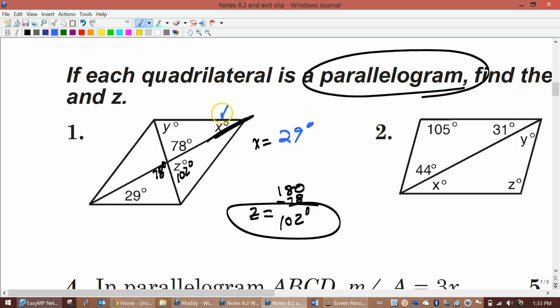So this guy's 29. And then if we go back to the fact that we said first that there's a triangle on the top, right? We know two angles of that triangle. To find the third, we do 180 minus 29 minus 78. It's going to be 73. Why are we doing 180? Because that's a triangle, and the interior angles of a triangle add up to 180.